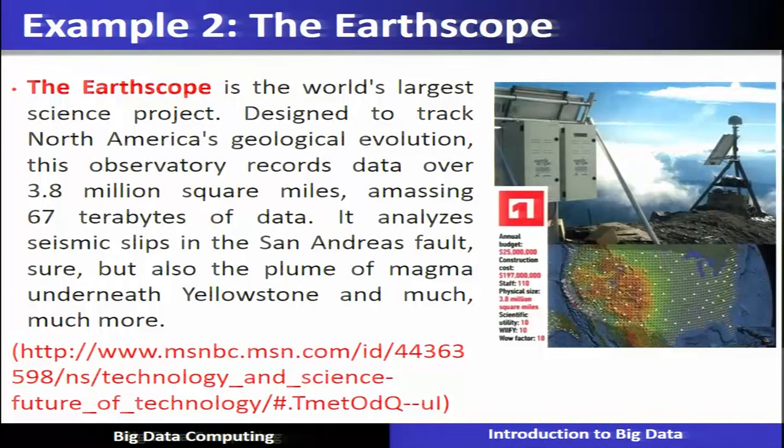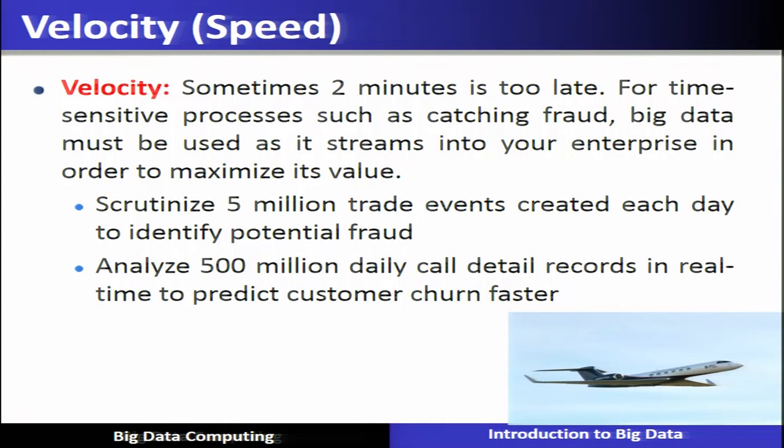Now, the next characteristic in this sequence is called velocity, that is, speed. Sometimes 2 minutes is too late. That reflects that time is a factor, and everything has to be done within a particular time bound. This aspect of computation is called velocity. That means the data which is generated in real time has to be analyzed and understood for various purposes.